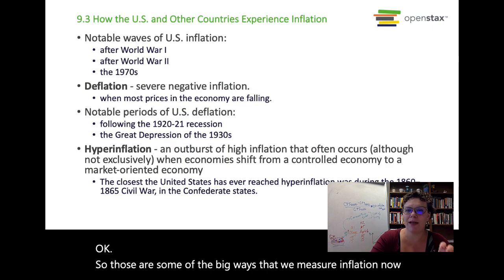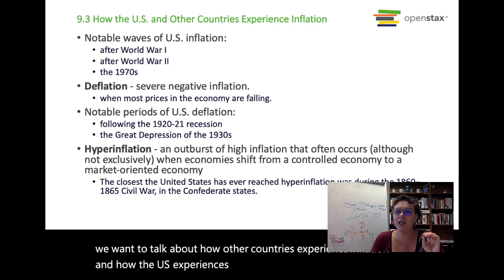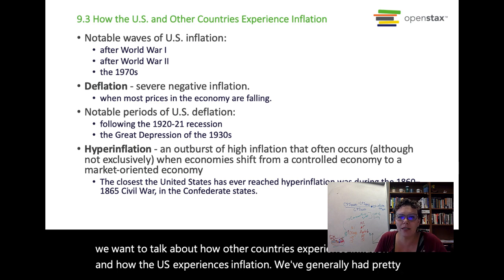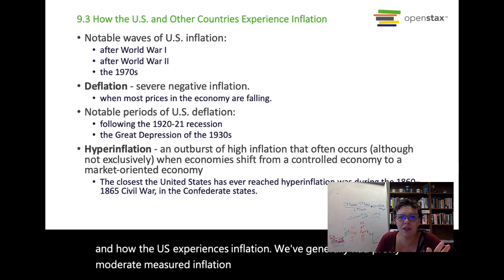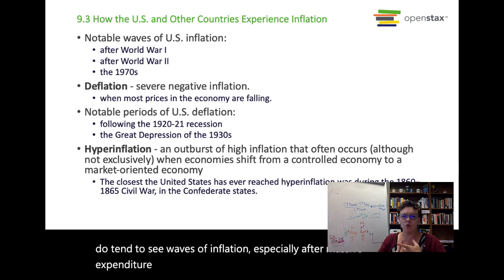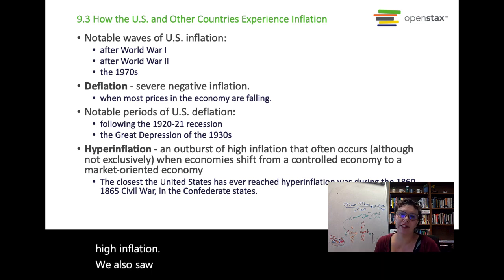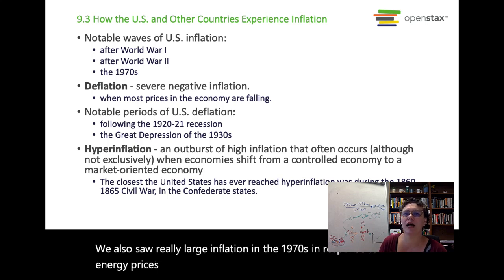Now we want to talk about how other countries experience inflation and how the U.S. experiences inflation. We've generally had pretty moderate measured inflation over time in the United States. We do tend to see waves of inflation, especially after massive expenditures. In World War I and World War II, we spent a lot of money, and the government funding of those wars led to pretty high inflation. We also saw really large inflation in the 1970s in response to energy prices being very high.